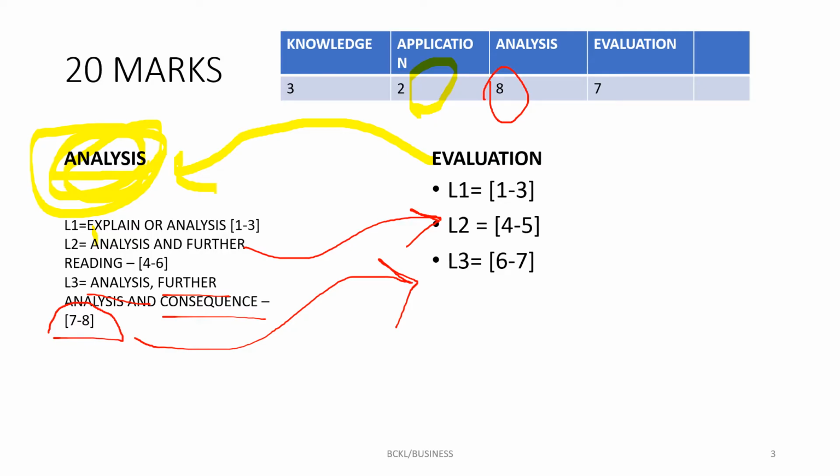So level 3 is the same as in paper 1, paper 2, paper 3, paper 4. You always need to analyze based on the case study. You do some further analysis, and as a consequence, what will happen, and however or otherwise, and what have you deduced from all this.